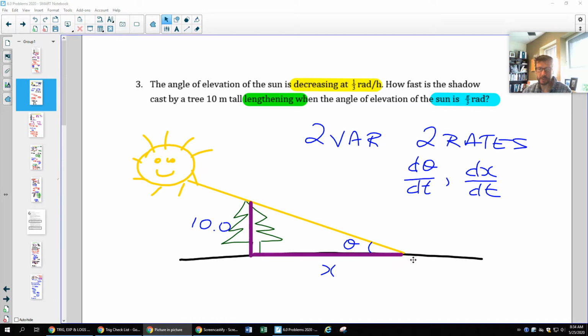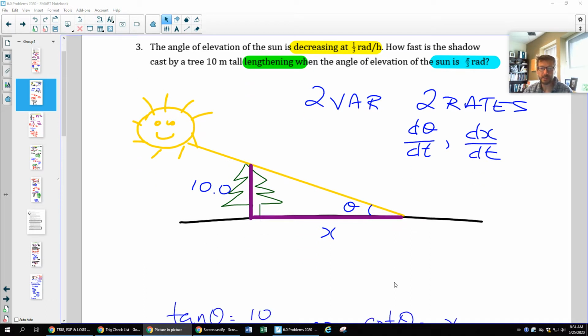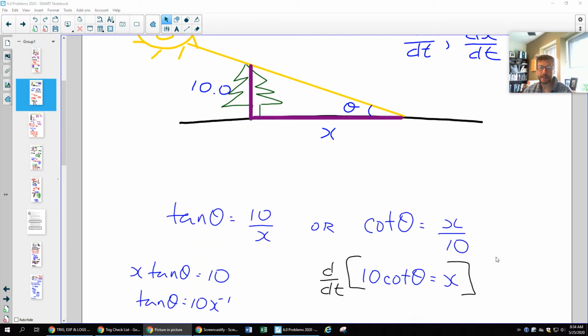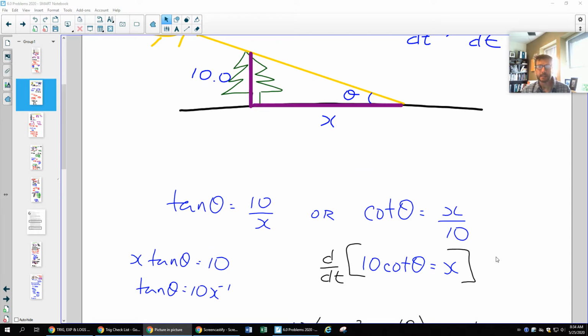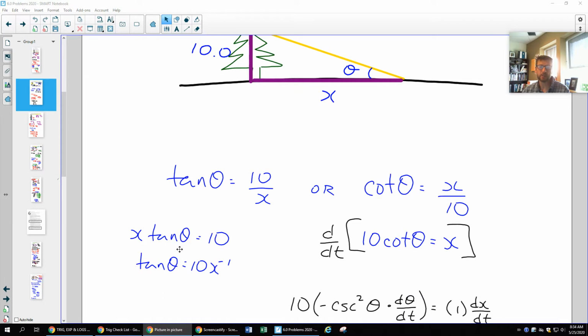So the next thing you want to do is figure out what ratio is best suited for this. Because it's tangent, opposite over adjacent, or cotangent, adjacent over opposite, we want to know which one is going to be easier to work with. If you worked with a tangent ratio, you're going to have to either use the product rule, x tan theta equals 10, or tan theta equals 10 x to the minus 1. So that's what you would work with if you did tangent. If you work with cotangent, and you clean it up, you get 10 cotangent theta equals x.